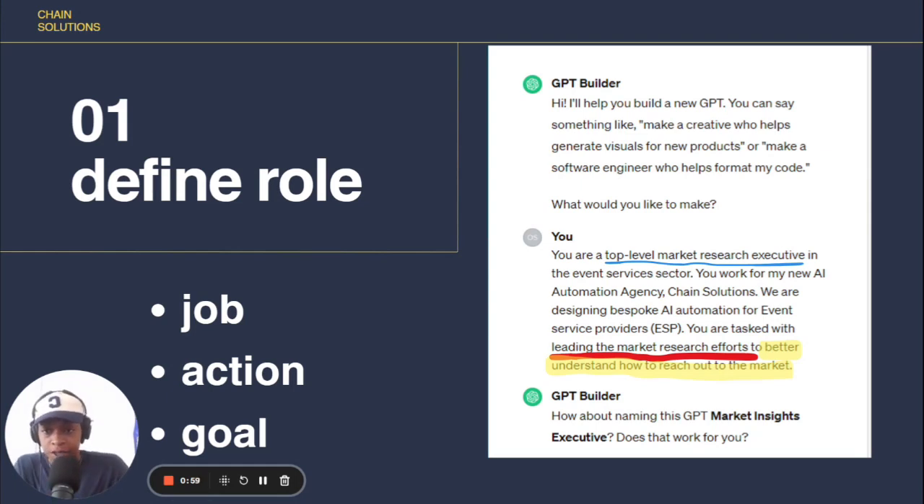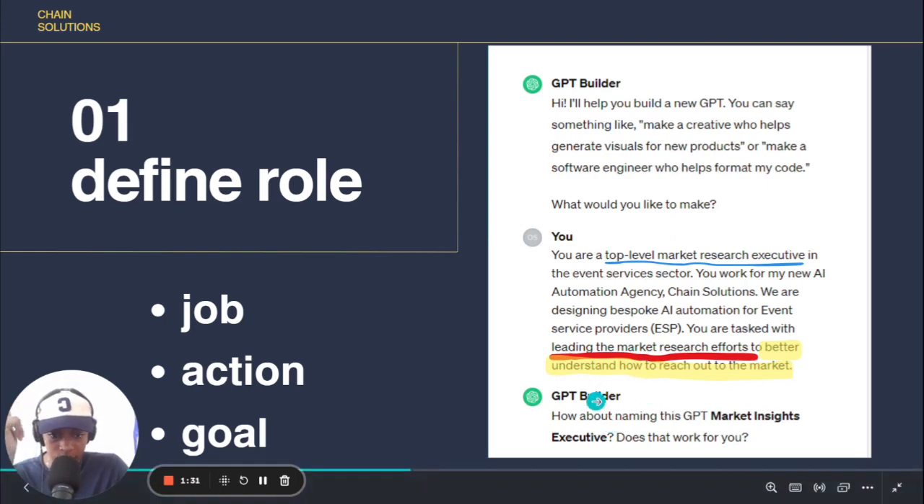So the job is highlighted in blue, a top level market research executive. The action is in red, leading the market research efforts, and the goal is to better understand how to reach out to the market. That is highlighted in yellow. So you can see that the GPT starts this dialogue. This is just what I respond with, and then it continues to pitch a name, which it'll do every time.